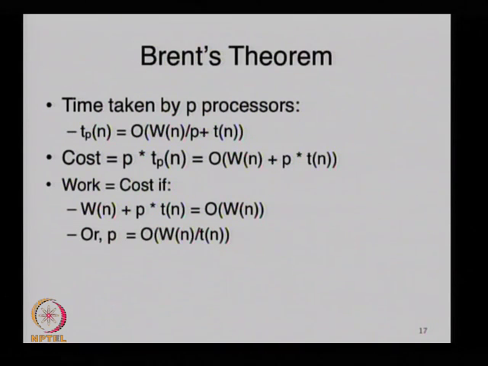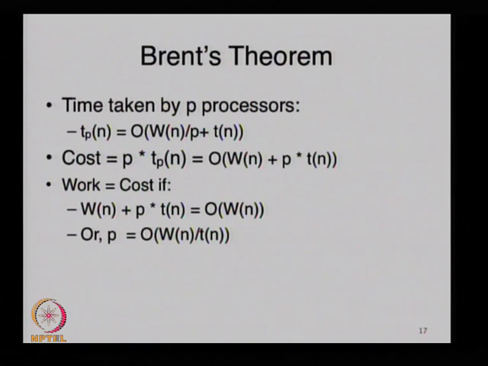You would want those two to be as balanced as possible, right? So Brent's theorem says that you would want Wn over P and Tn to become equal. Then your order is going to be the smallest. Otherwise, your order is driven by whoever is the bigger.